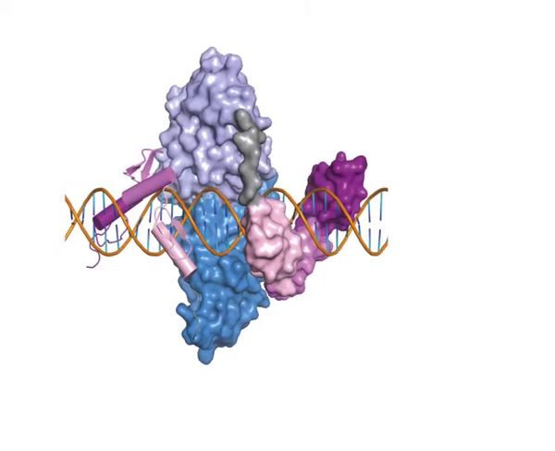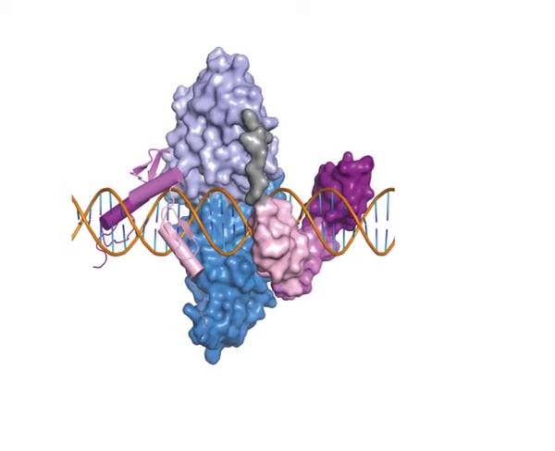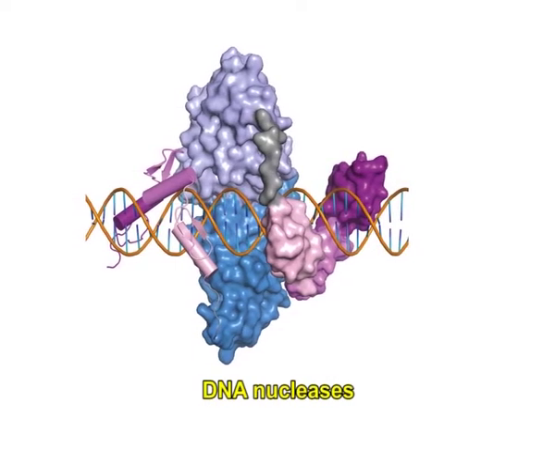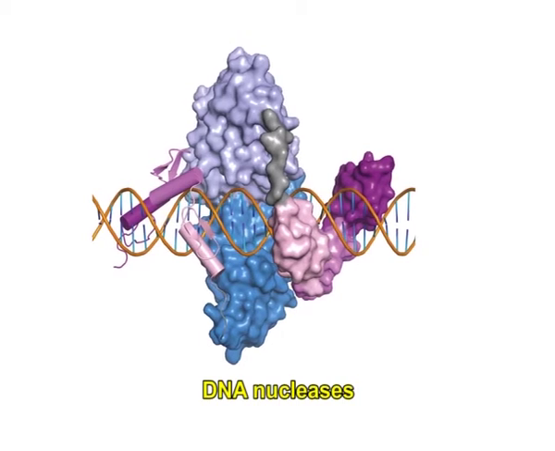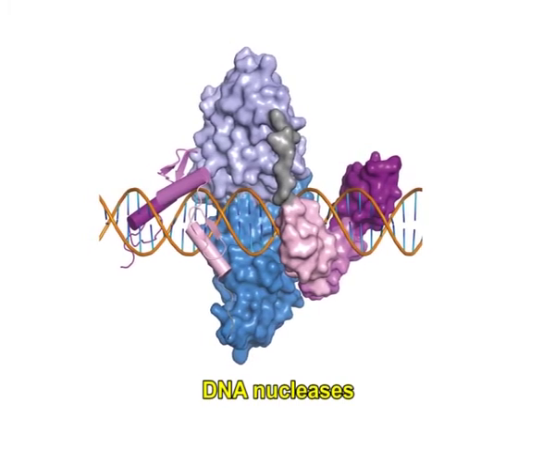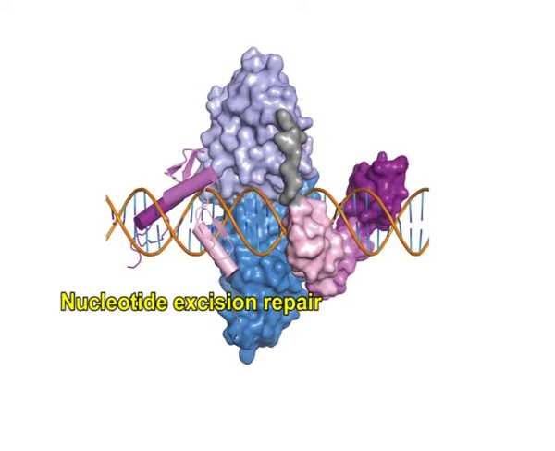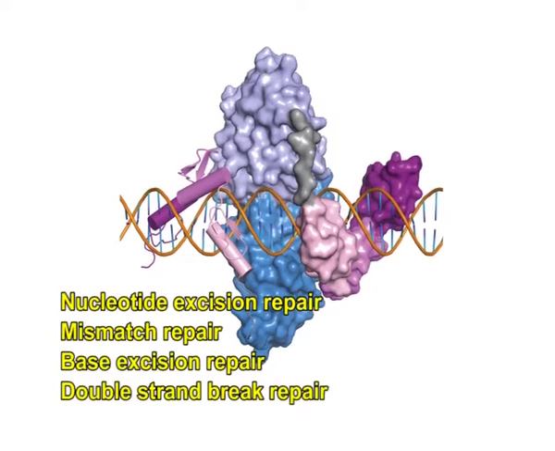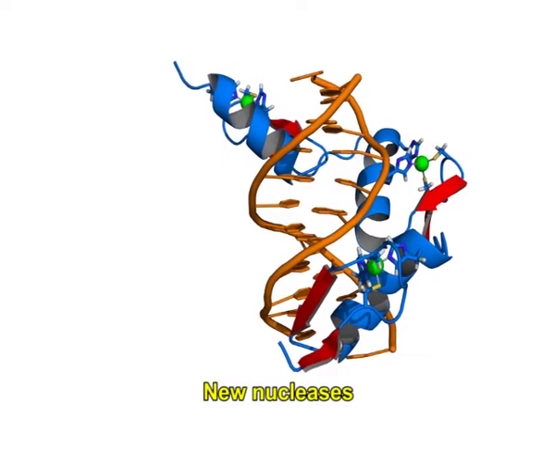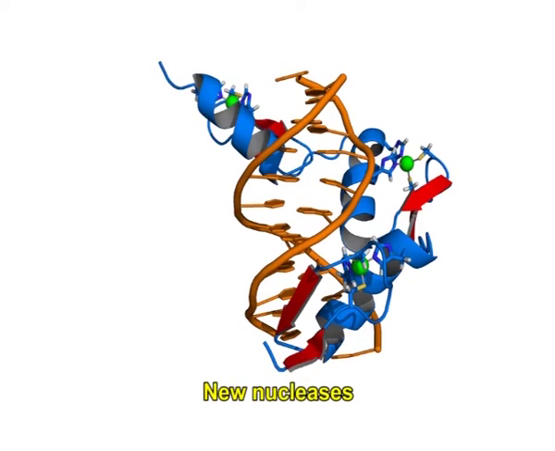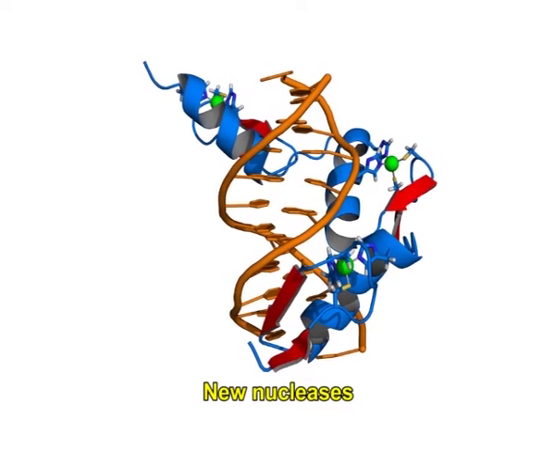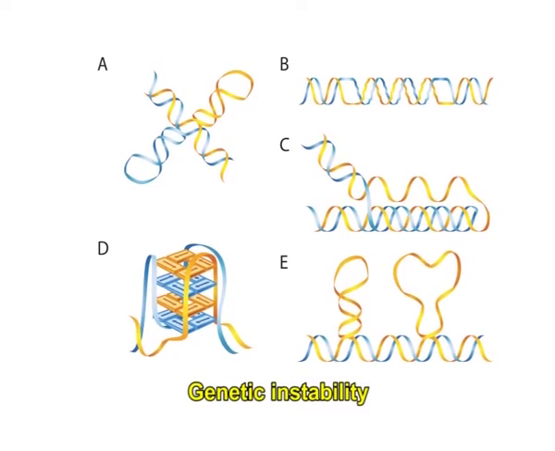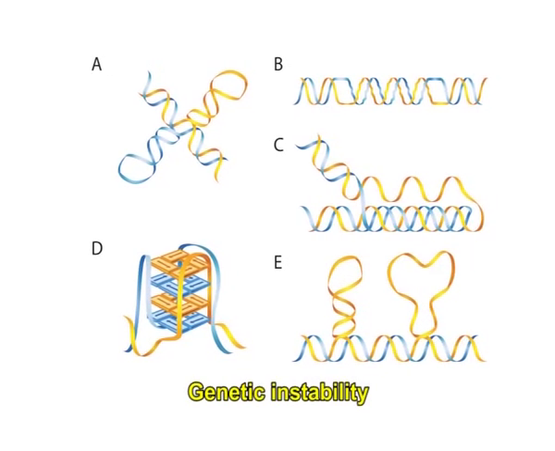The cleavage of phosphodiester bonds is catalyzed by the DNA nucleases. These enzymes play an important role in many DNA repair processes that are involved in DNA replication, nucleotide excision repair, mismatch repair, base excision repair and double strand break repair. New nucleases involved in various DNA repair processes have been reported recently. Severe immunodeficiency or genetic instability is caused by defects of these nucleases.